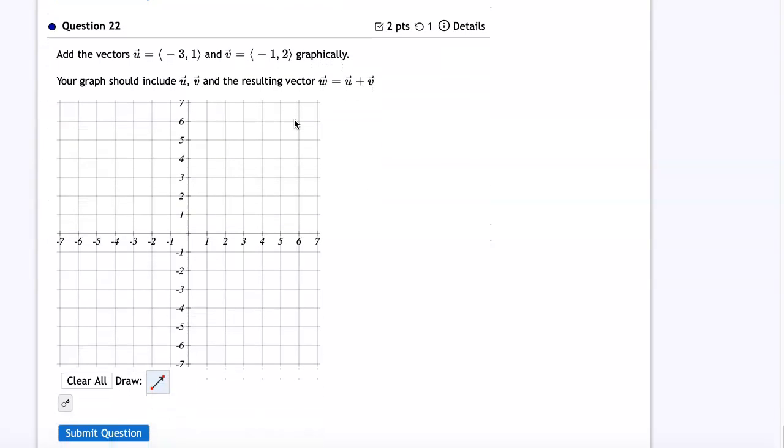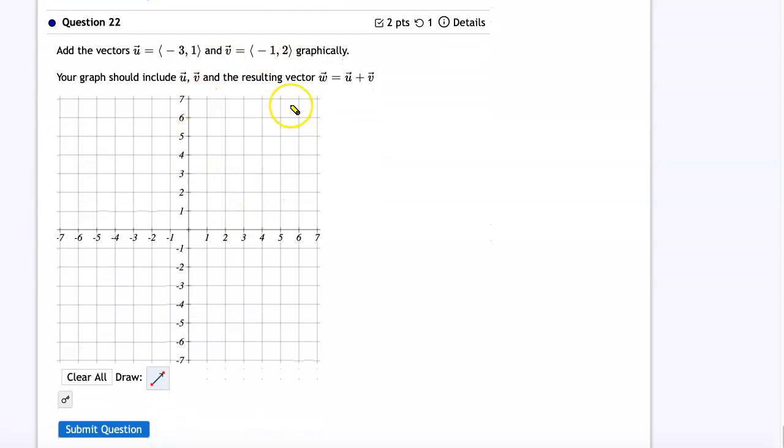Okay, to do this next question where we're adding graphically, what we want to do is start by graphing u at -3, 1. So we're going to start by placing our initial point at the origin, and then we go 3 back and then 1 up. For the second vector, you can either start it at the origin again, or you can start it at this point. Either way, it wouldn't matter.